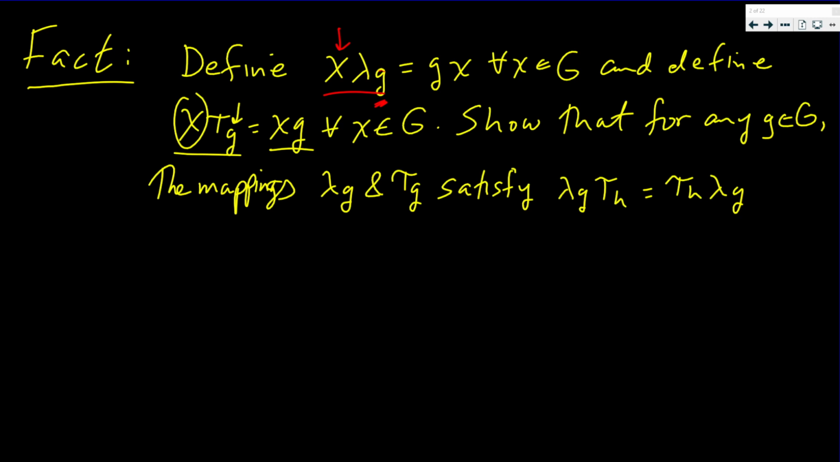Show that for any element of the group G, the mappings lambda g and tau sub g satisfy this identity. That is, they commute.